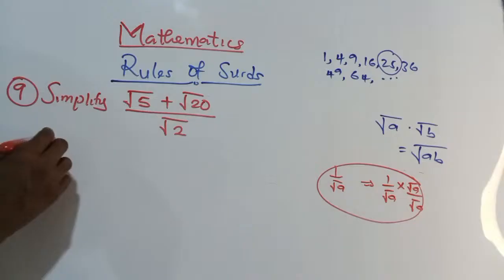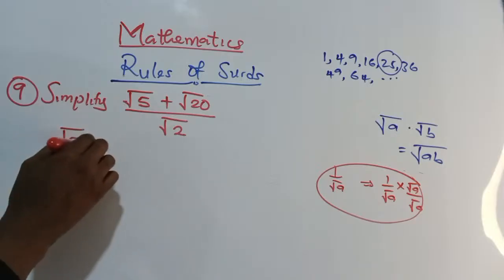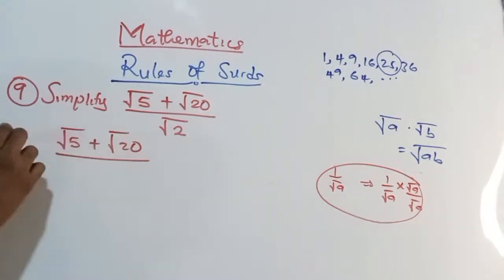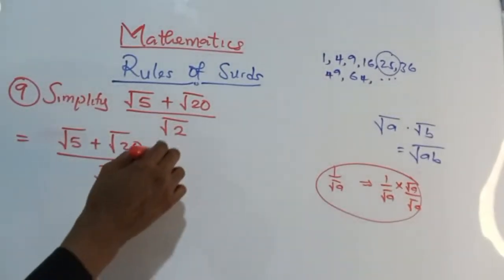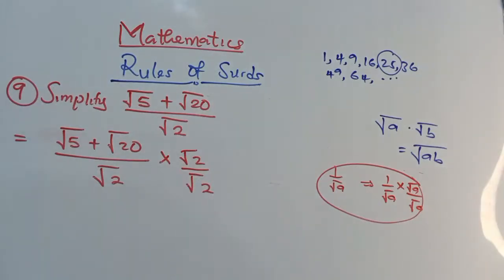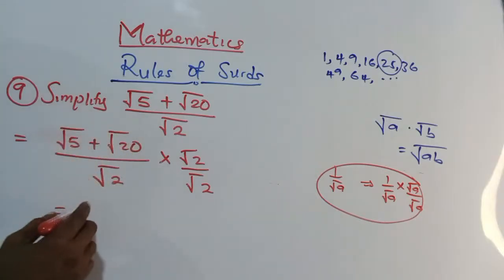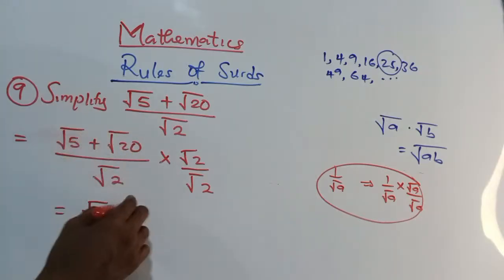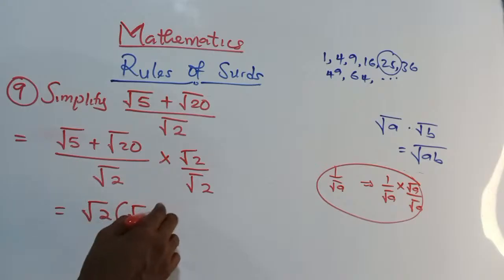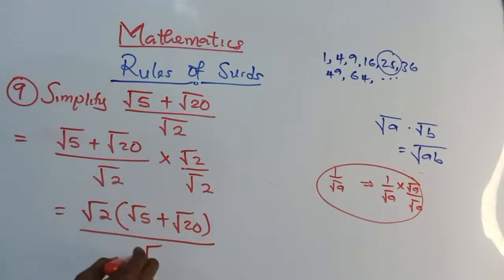That means that we have root 5 plus root 20 over root 2. Rationalize it: multiply this by root 2, also multiply this by root 2. Now we can multiply this by this. Root 2 times root 2 will give us root 4.